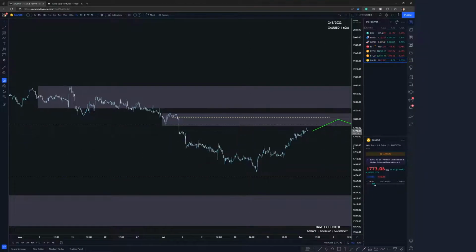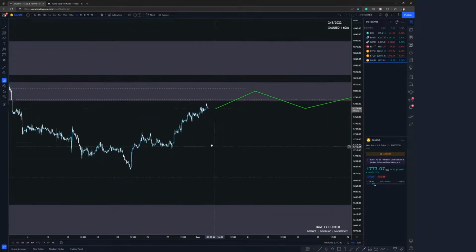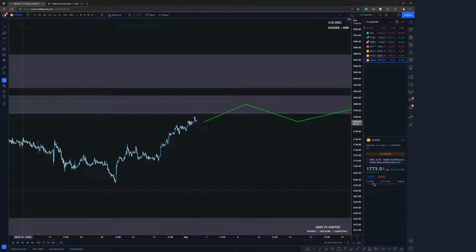and what you need to see here is the break of the structure, right? So you basically need to see the break of this previous level. So here you have a structure, right? What you want to see is this. Once the price touches this, you want to see something like this, then a retest, and then this break, right?